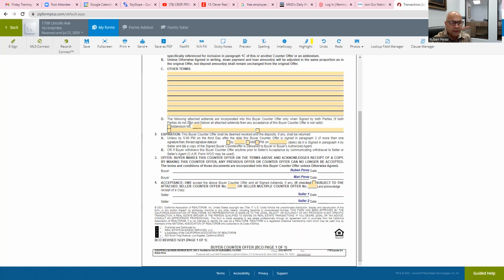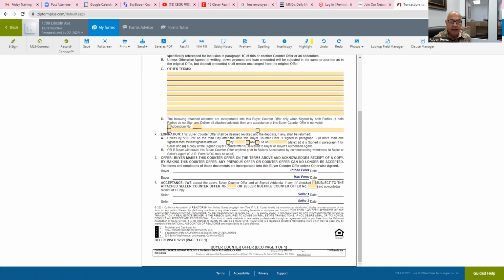Following that, the expiration right here is going to be the same thing. So you're going to be sending this to the sellers, giving them adequate time to respond. If you do not check any of these time frames right here, it's going to just automatically go to the designated 3 days at 5 o'clock from the date of this document.